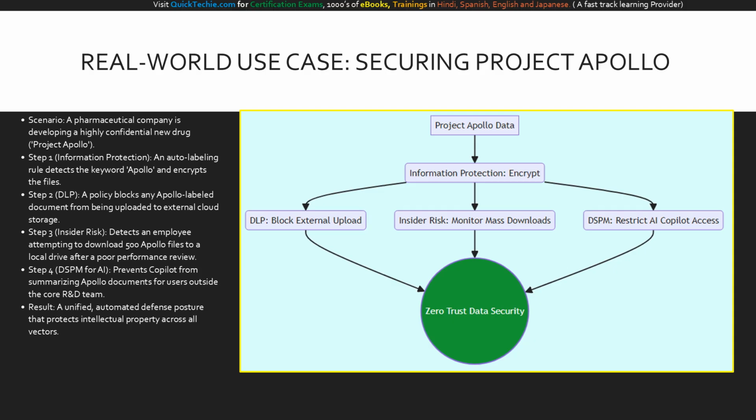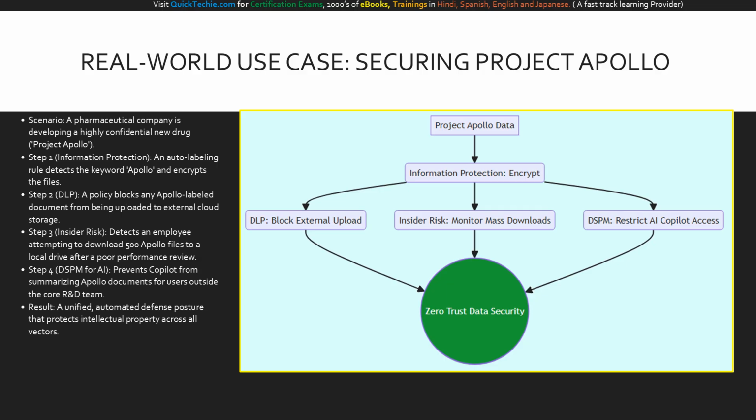Step 2. We configure a data loss prevention policy. If an employee tries to drag an Apollo document into their personal Google Drive, DLP instantly blocks the upload. Step 3. Insider risk management is monitoring behavior. It flags a user who recently received a poor performance review and is suddenly attempting to download 500 Apollo files to their hard drive, alerting security immediately.